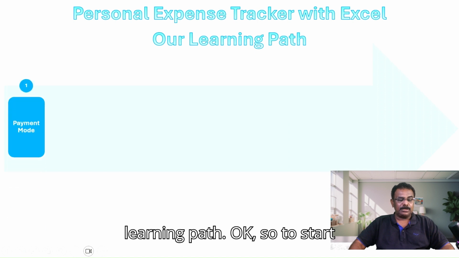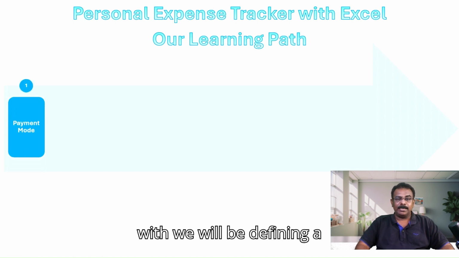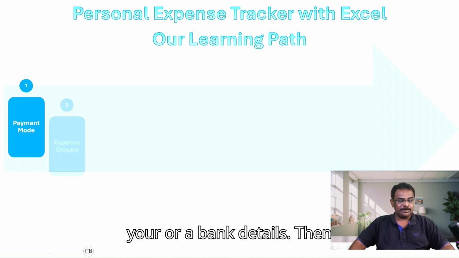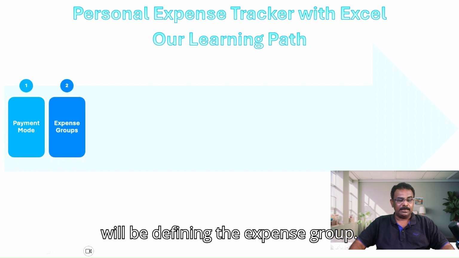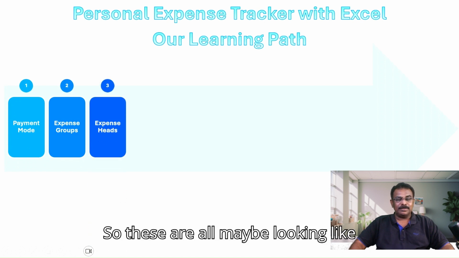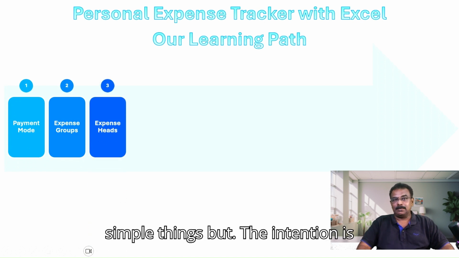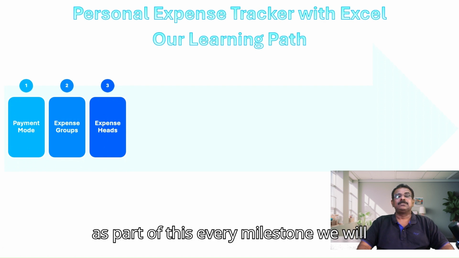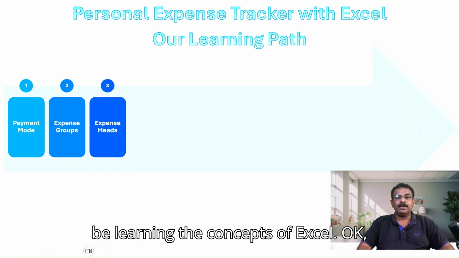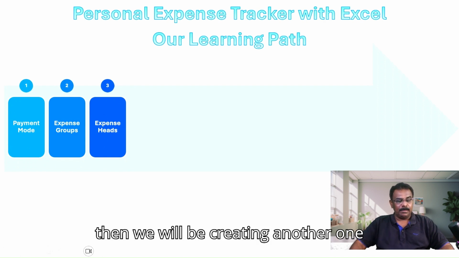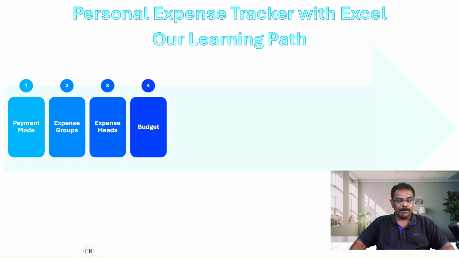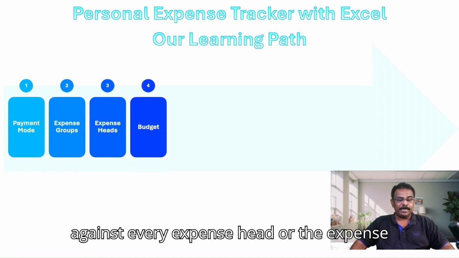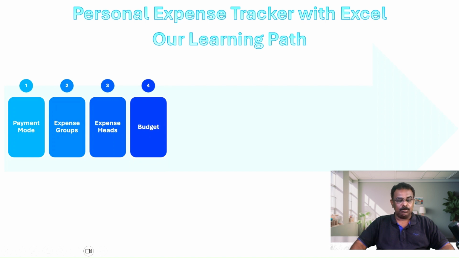So to start with, we will be defining the payment mode or bank details. Then we will be defining the expense group. These may be looking like simple things, but the intention is that, as part of every milestone, we will be learning the concepts of Excel. Then we'll be creating another one called expense heads. Then we will be defining the budget against every expense head or the expense group.